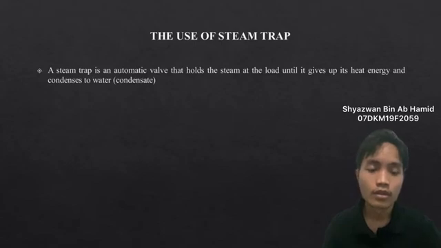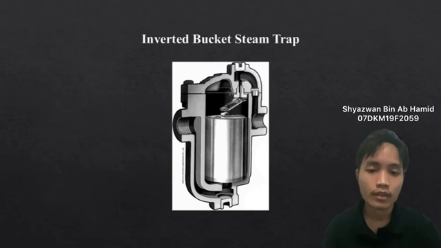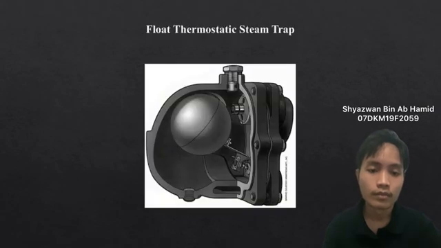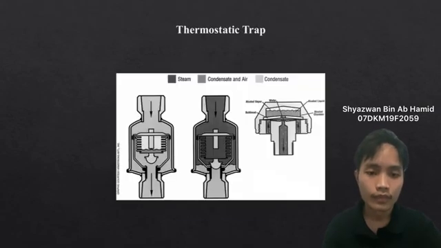lines free of condensate. If the condensate is not removed, it will cause water hammer, which can cause damage to valve, piping, and equipment. Considerable damage can be costly and eventually require equipment replacement. Although there are many types of steam trap, the three most commonly used are the inverted bucket steam trap, the float thermostatic steam trap, and the thermostatic steam trap.